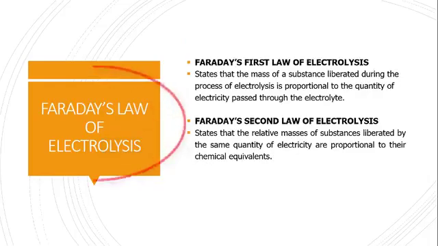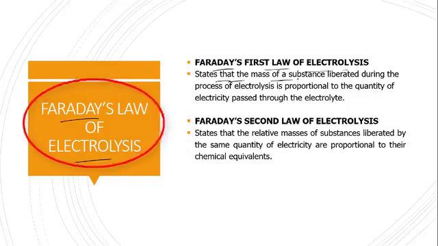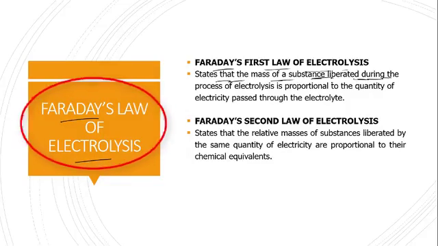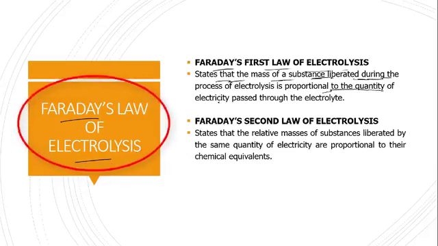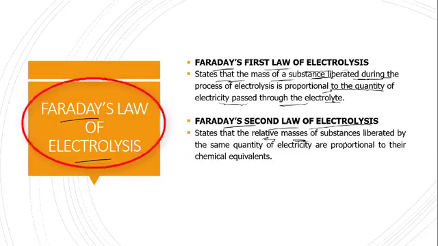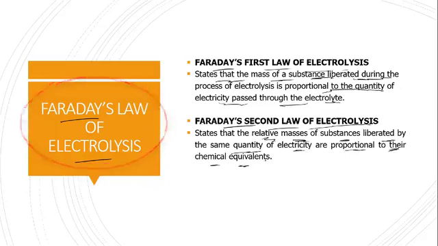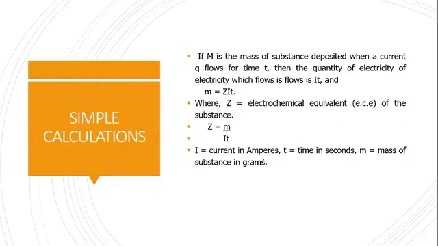Okay, so let's talk about Faraday's laws of electrolysis. Faraday's first law of electrolysis states that the mass of a substance liberated during the process of electrolysis is proportional to the quantity of electricity passed through the electrolyte. Faraday's second law of electrolysis states that the relative masses of substances liberated by the same quantity of electricity are proportional to their chemical equivalents.